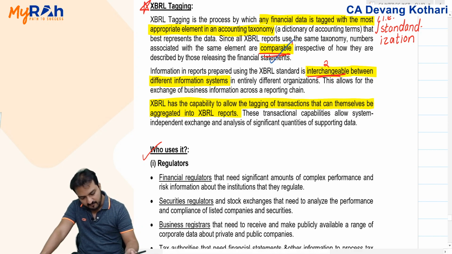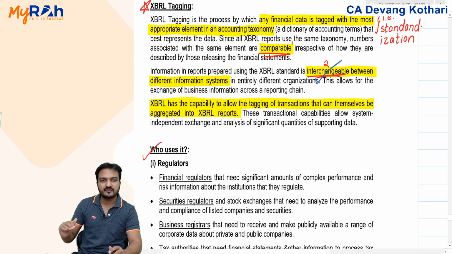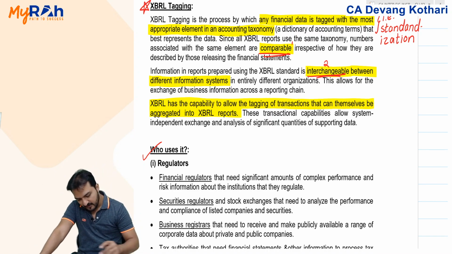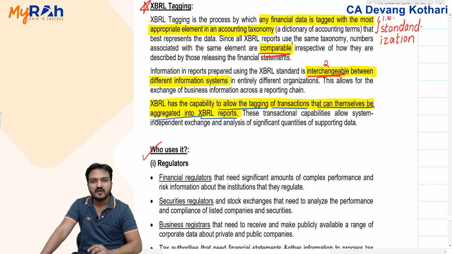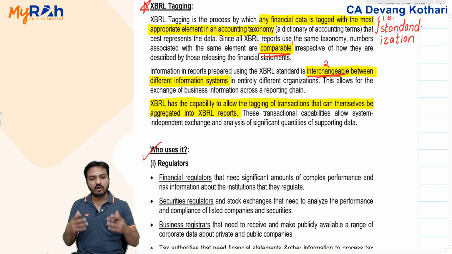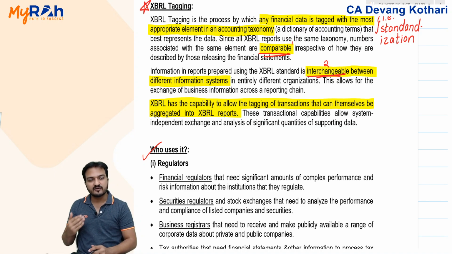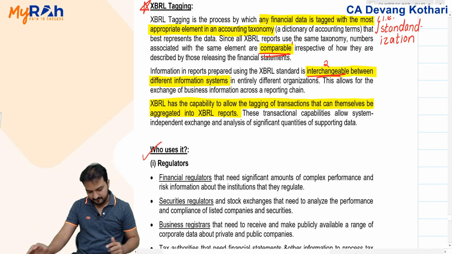That is making the data comparable, plus it makes the data interchangeable. Like I said, ROC can interchange data with GST server, income tax server, or various other government regulatory bodies. XBRL has the capability to allow tagging of transactions that can themselves be aggregated into reports. Because of this standard tagging system, ROC can generate a report of the tags itself. It can generate a report of tags E1, E2, E3. It can generate a report of just tag E1. In short, the tag itself can be converted into a report.